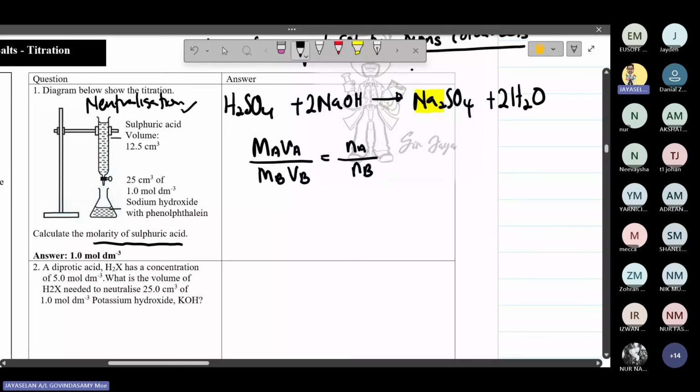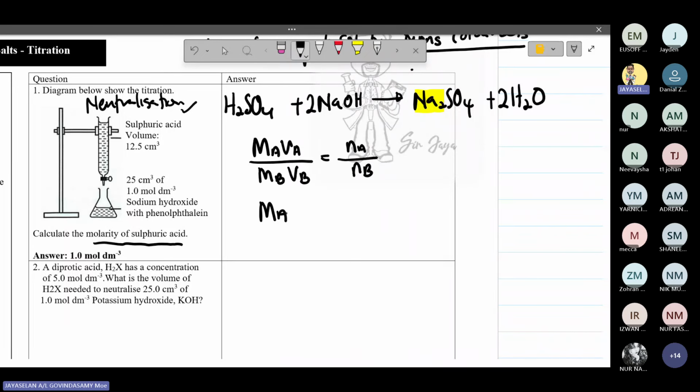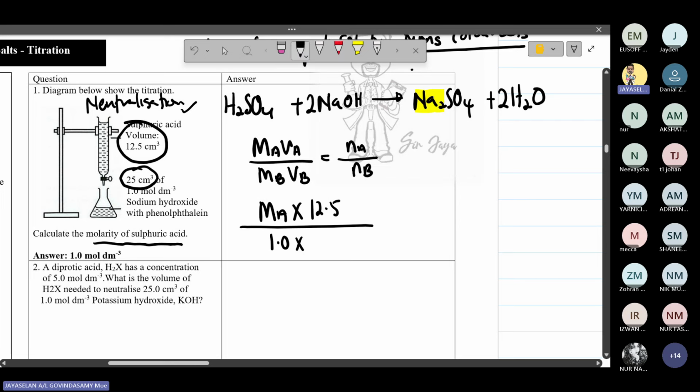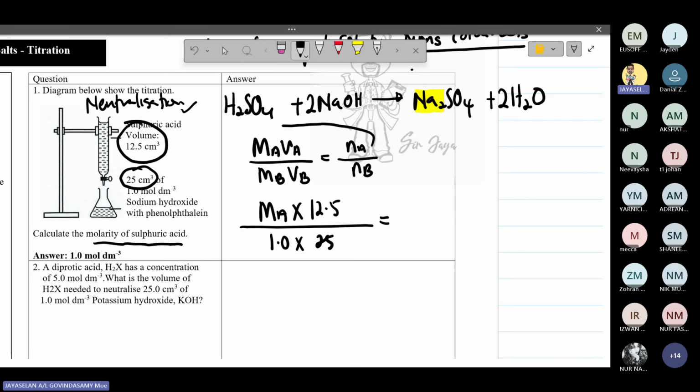Now I go for molarity of acid. They ask you to find the molarity of acid, so Ma we don't know. Where is the volume of acid? You put here 12.5, divided by the molarity of base, which is 1.0, times the volume of base, which is 25, equals the number of moles. Go find the equation, look at the equation. Here 1 mole, so I put 1 mole. And here, 2 mole and 2 mole.